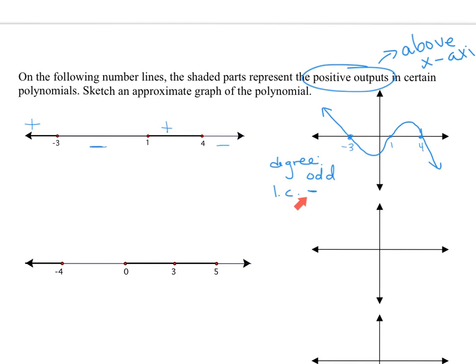You can also calculate the minimum degree. If I look at this graph, if I count my direction changes, this kind of goes with your turning points. I'm going to just trace along. So here's 1, 2, 3. So I have 1, 2, 3 sections there. That means that my degree is 3, which makes sense because this was an odd degree polynomial.